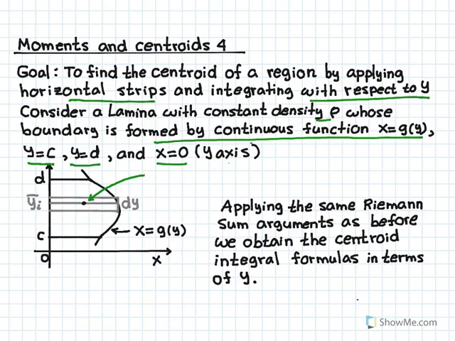We begin by looking at this horizontal strip and ask ourselves, what is the centroid of this horizontal strip? Well, the x-coordinate is simply going to be 1/2 the x value, so 1/2 g of y_i, and the y-coordinate is simply going to be y_i bar. That's the distance to the x-axis, the y-coordinate. So we apply the same Riemann sum arguments as before, and we obtain the centroid integral formulas, but now they're in terms of y rather than x.